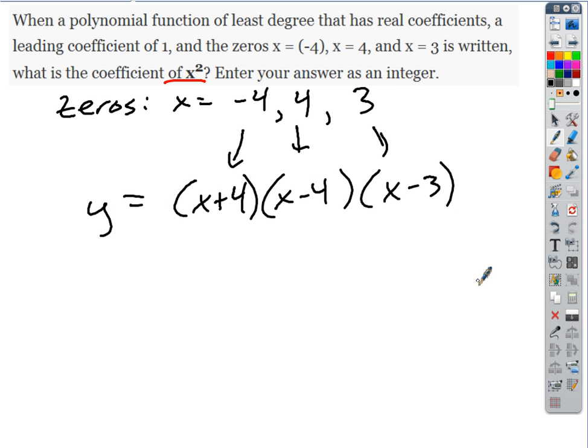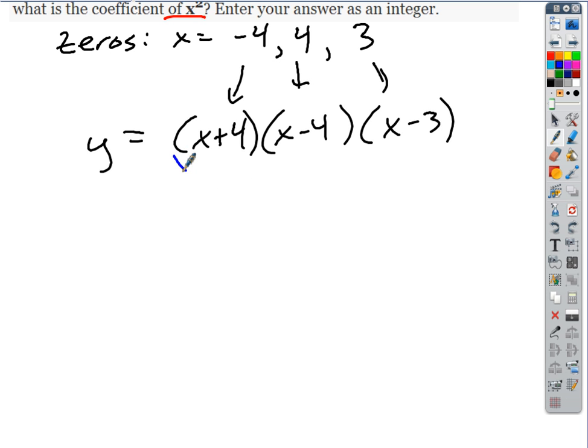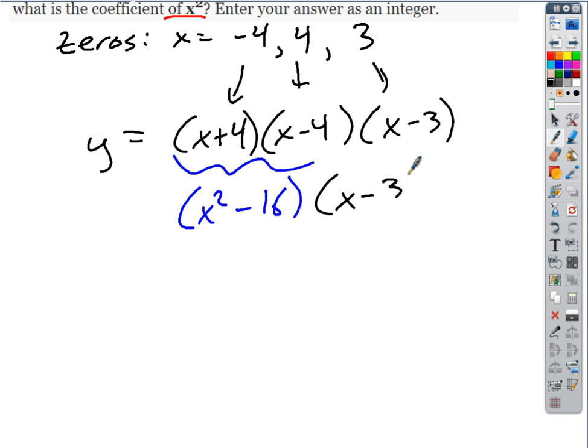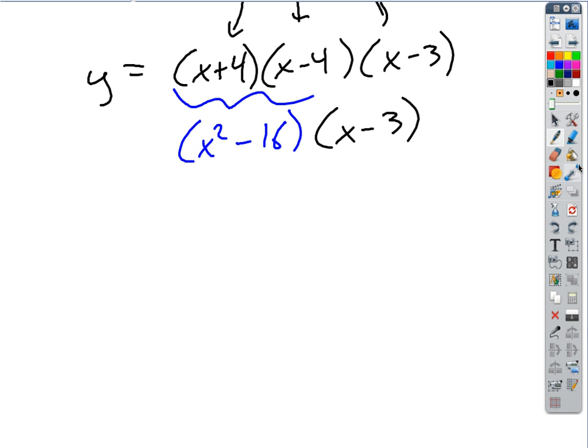Now, there is a little bit of strategy involved here. Can anybody tell me which two of those, to make this easiest, should I FOIL out first? Yeah, the conjugates, right? Because when I FOIL out conjugates, I'm going to get my x squared minus 4x plus 4x. So the x terms cancel, and I just get a minus 16. And now I can expand those, and I'm done.